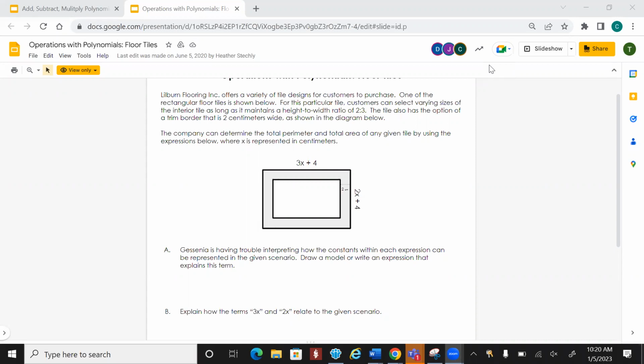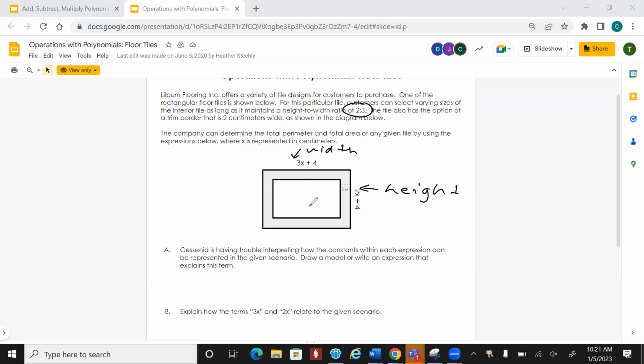So what's going on here? Like, how did they come up with these expressions? Okay, where did this 2 to 3 go in our expression? 3x and the 2x, right? So this is talking about the height and width ratio. Okay. Now, where are these 4s coming from? I think they might be width. Just like what every standard tile would be, maybe.